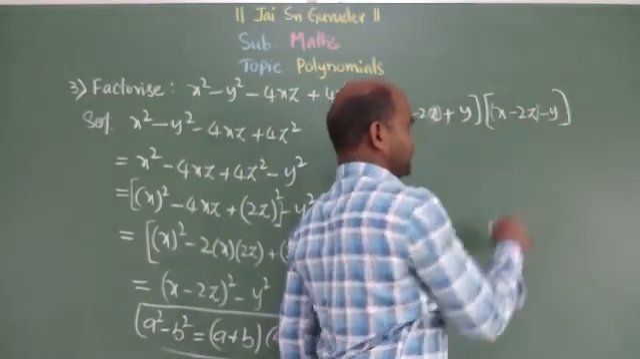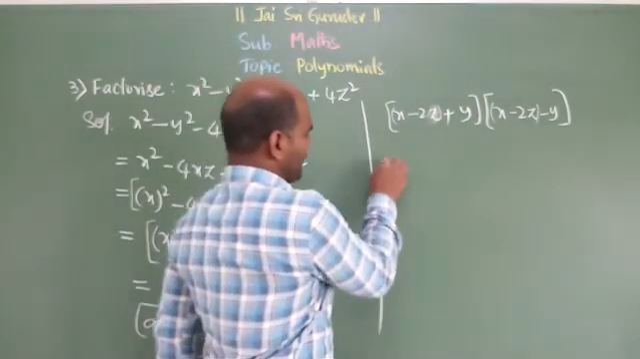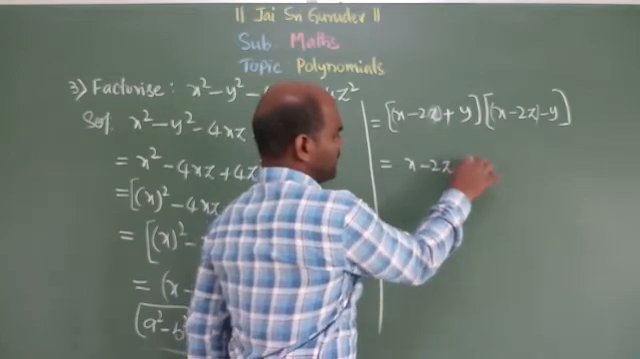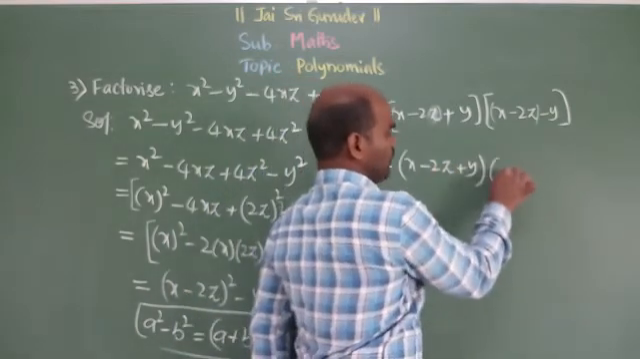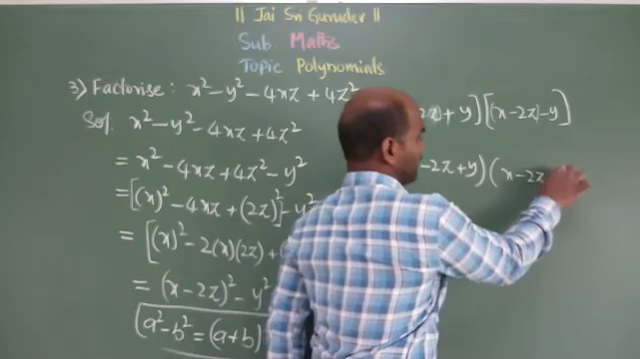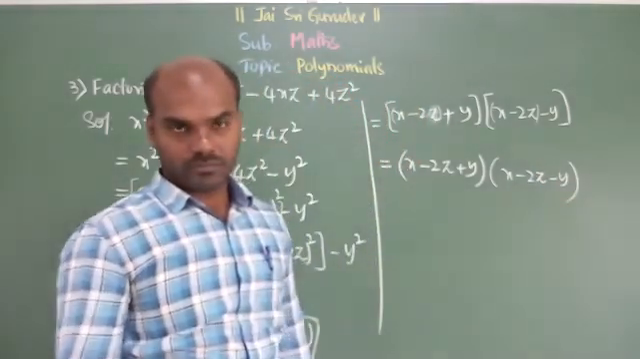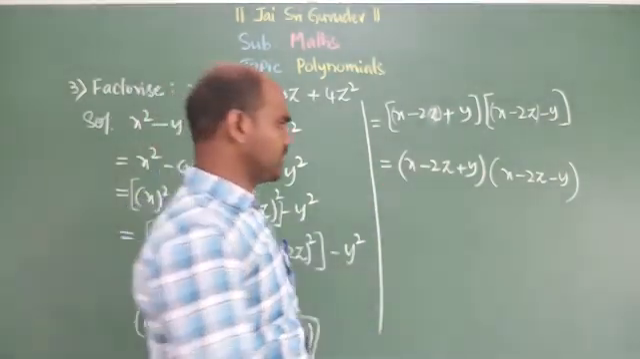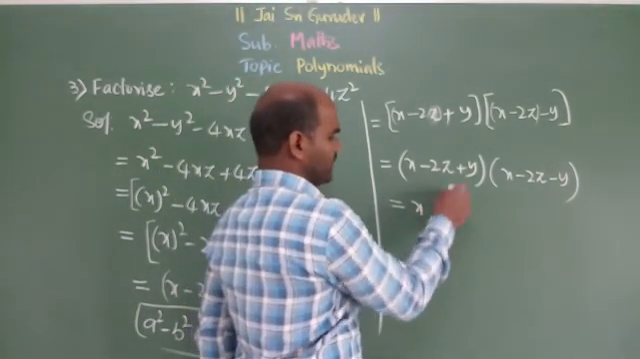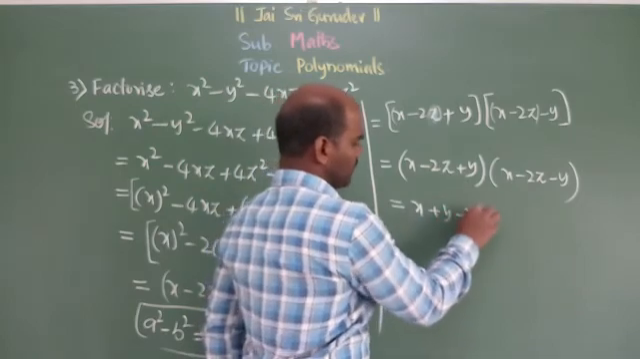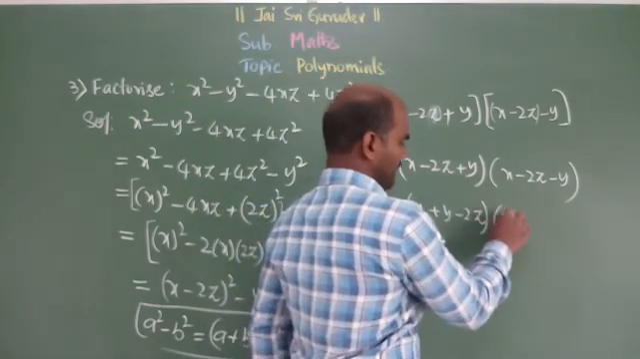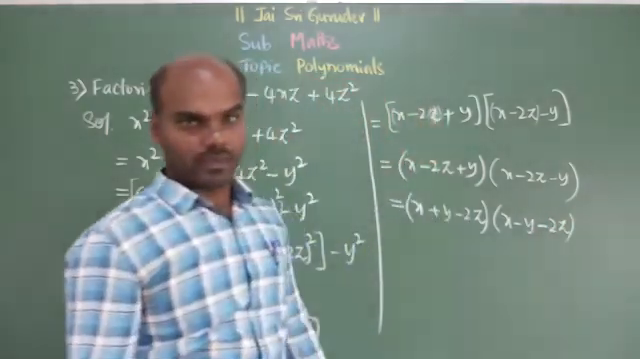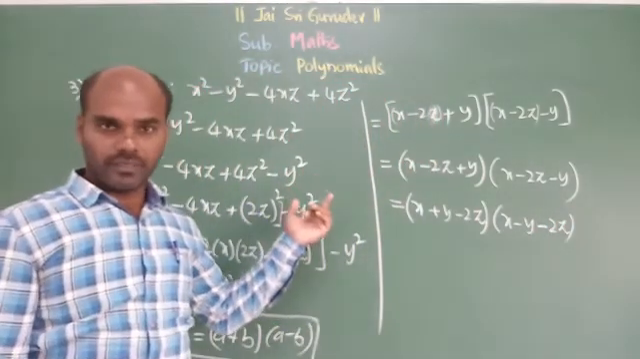So next step is, so it equals x minus 2z plus y into x minus 2z minus y. Okay, or if you want to write the expression otherwise, you have to write it as x plus y minus 2z of x minus y minus 2z. Okay, so these are all the factors of the given problem.